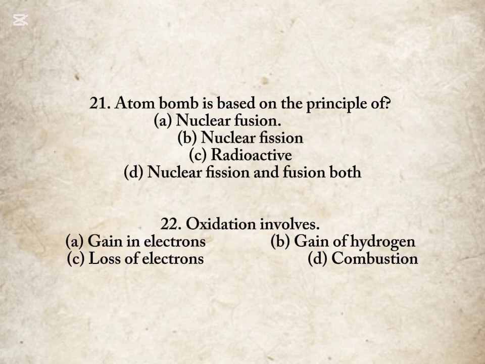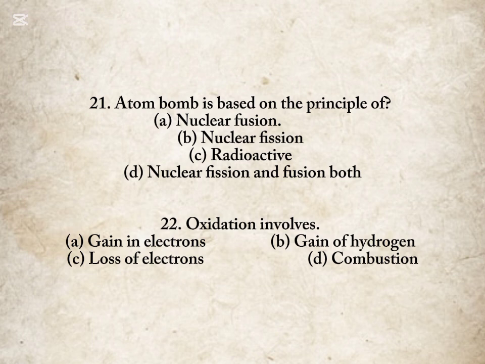21. Atom bomb is based on the principle of A. Nuclear fusion. B. Nuclear fission. C. Radioactive. D. Nuclear fission and fusion both. The correct option is B. Nuclear fission. 22. Oxidation involves A. Gain in electrons. B. Gain of hydrogen. C. Loss of electrons. D. Combustion. The correct option is C.